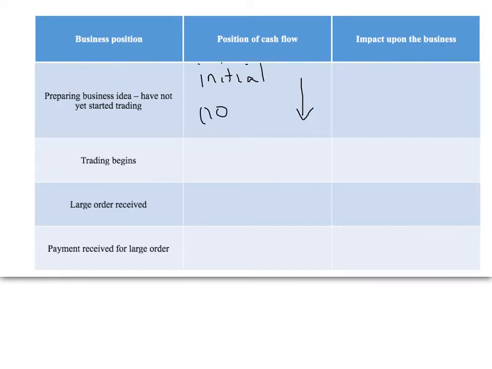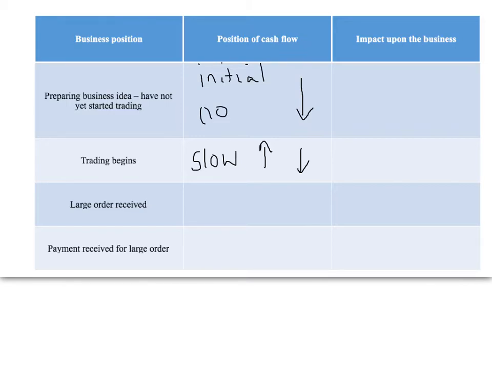Okay, my idea takes off. I begin trading. It could be a slow injection of cash at the beginning, as customers only find out about my shop or my manufacturing business, but it's likely that I will have an injection of cash, although it's likely to be fairly small, but I'll still have some of these outgoings, so I'll have some cash outflow, and I might still be in the position where I have more cash flowing out of my business than in.